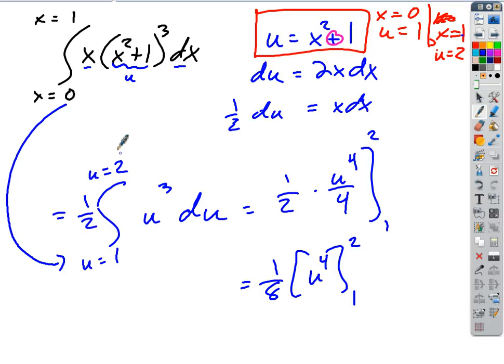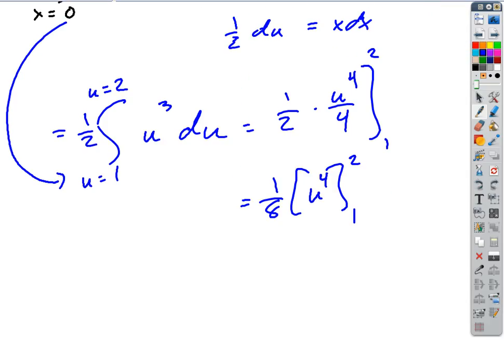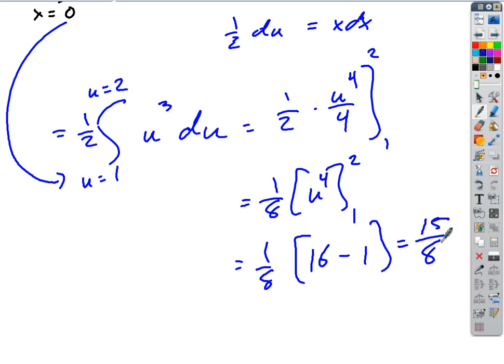Okay. So u is 1 also. So 2 to the fourth over 1 to the fourth. So, right, exactly. So we got this 1/8 out front, which we chose to pull out front, just makes less computation. And then we get 2 to the fourth, which is what? 16. Minus 1 to the fourth. So I get 15 times 1/8, which is 15/8.